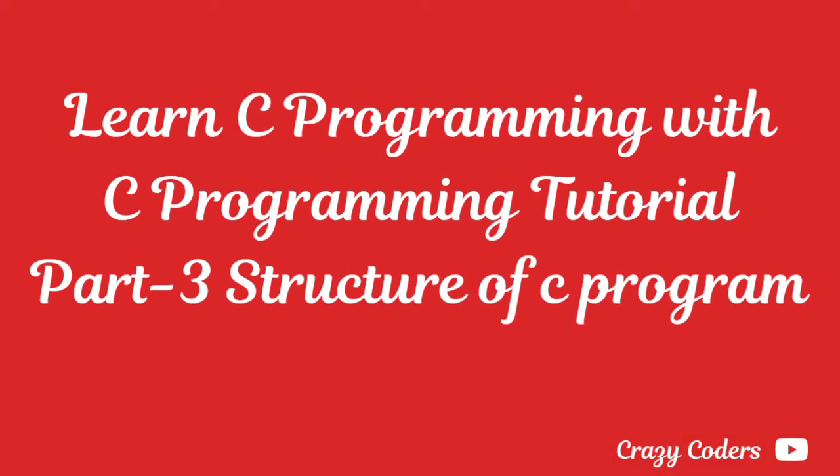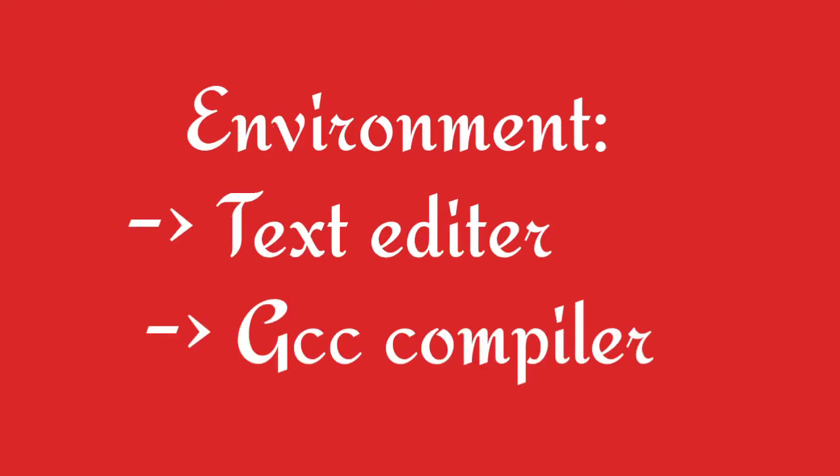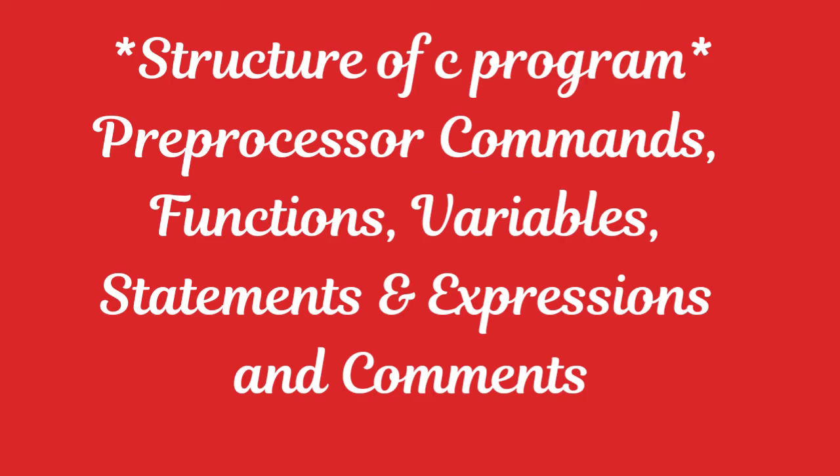We are in part 3 of the C programming tutorial, that is the structure of C programming. Before you start programming in the C language, you need two pieces of software on your computer: a text editor and a GCC compiler. A C program basically consists of the following parts: preprocessor commands, functions, variables, statements, expressions, and comments.